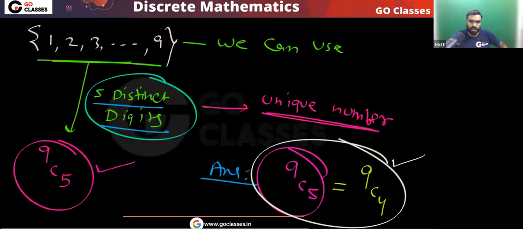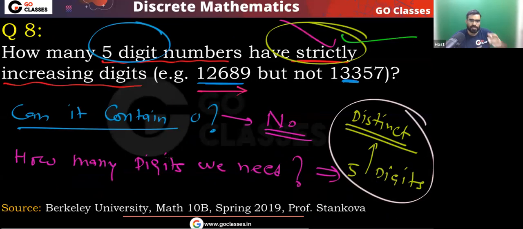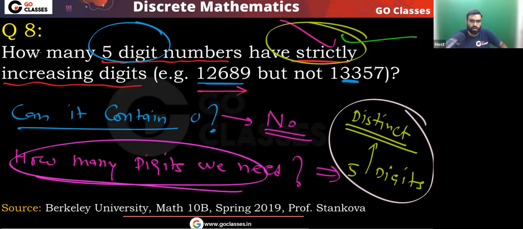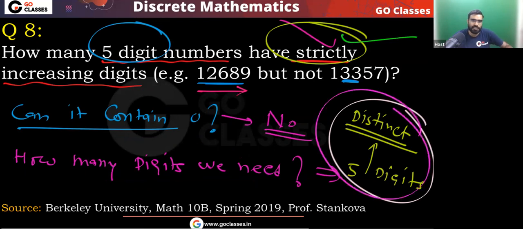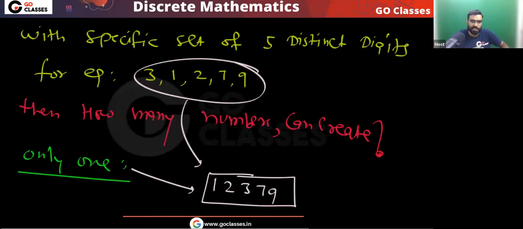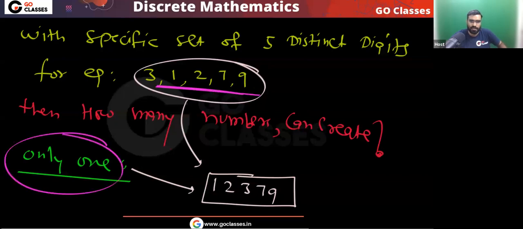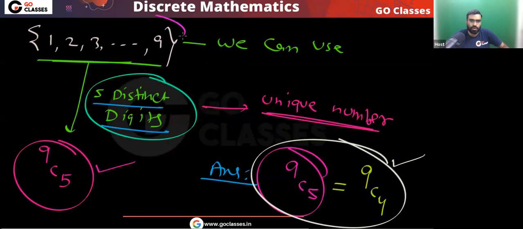Okay. So anyway, I hope this point is clear. Is this clear to everyone? This question, complete analysis I have told you, step by step. You can see strictly increasing you want, so it cannot contain 0. Second point, strictly increasing, so digits cannot repeat. So you need 5 distinct digits, and once you have 5 distinct digits, a unique number you can create. So you can use these digits. You cannot use 0.